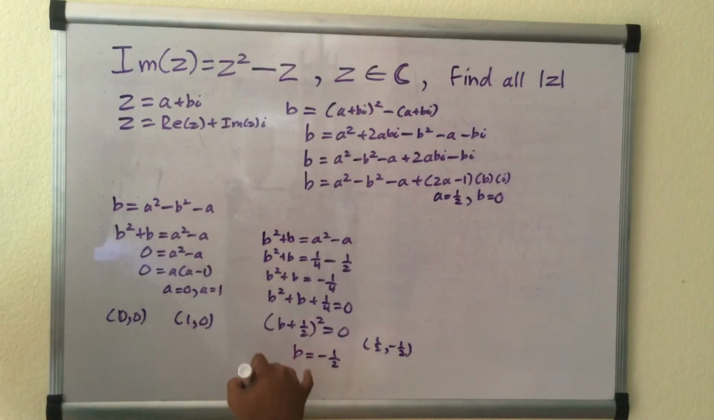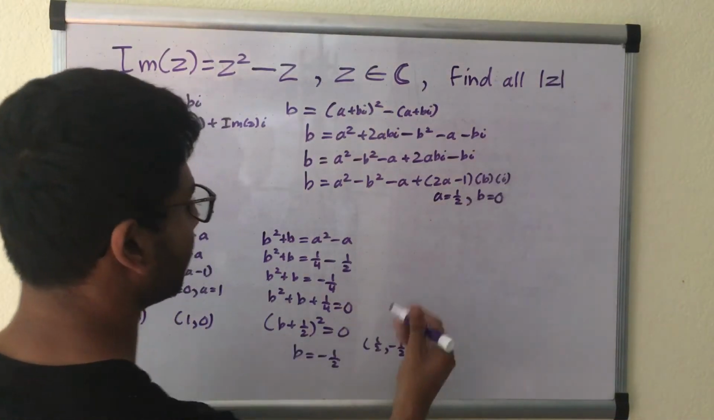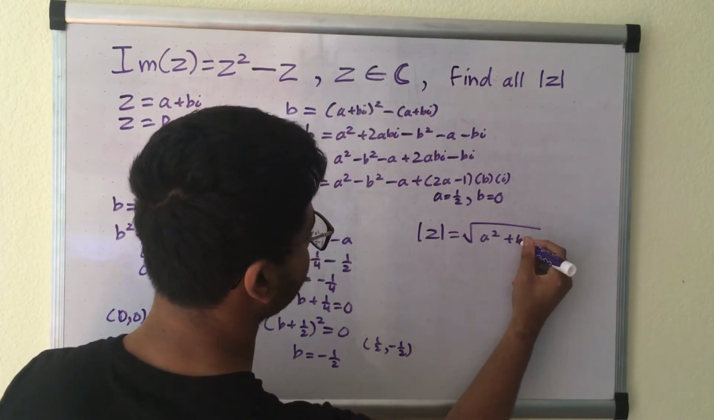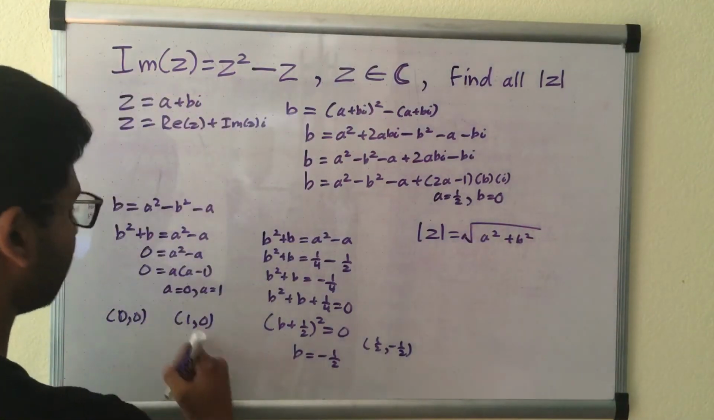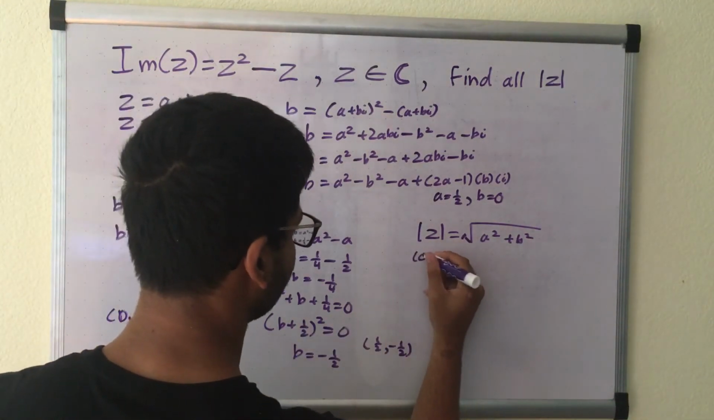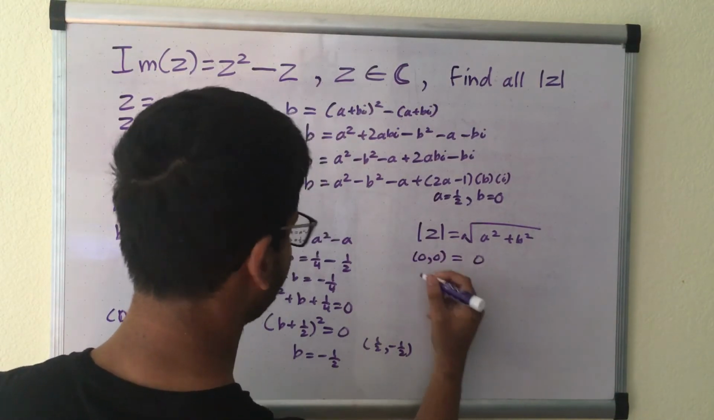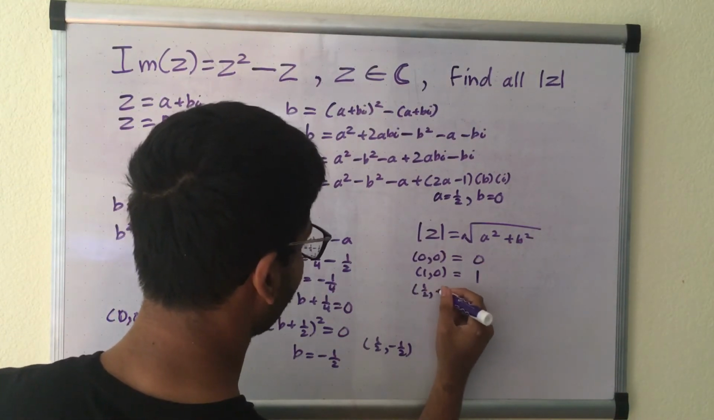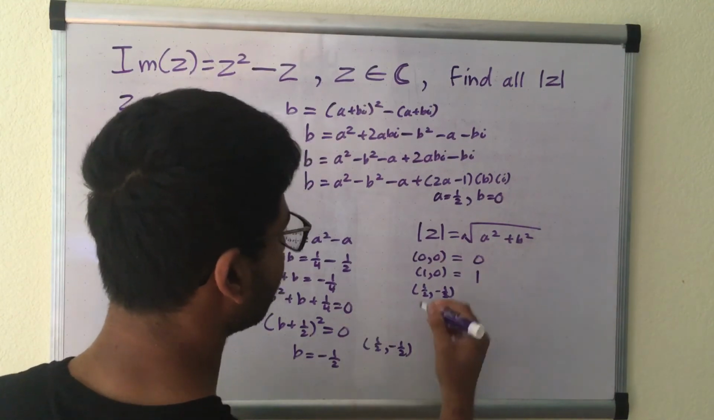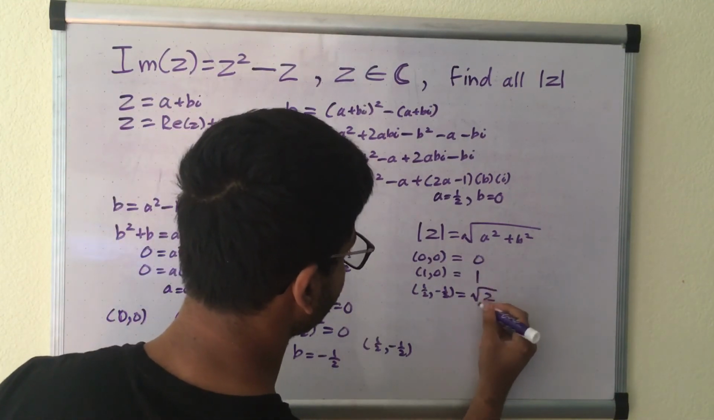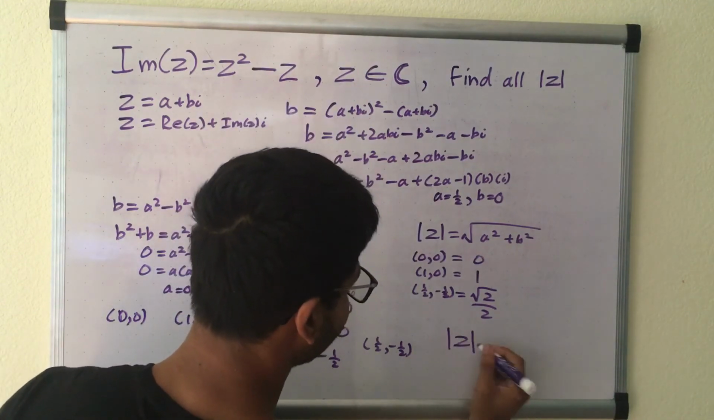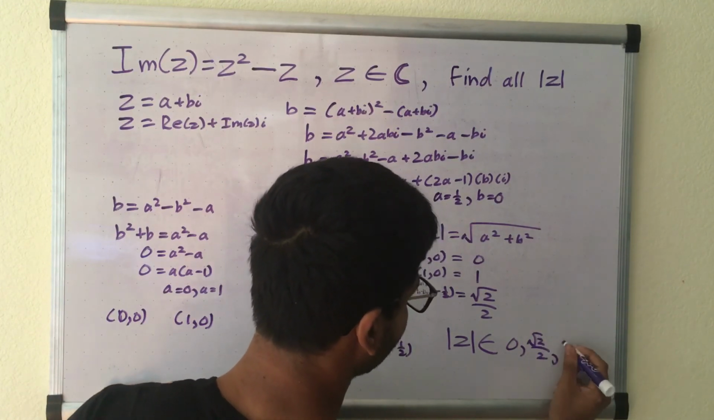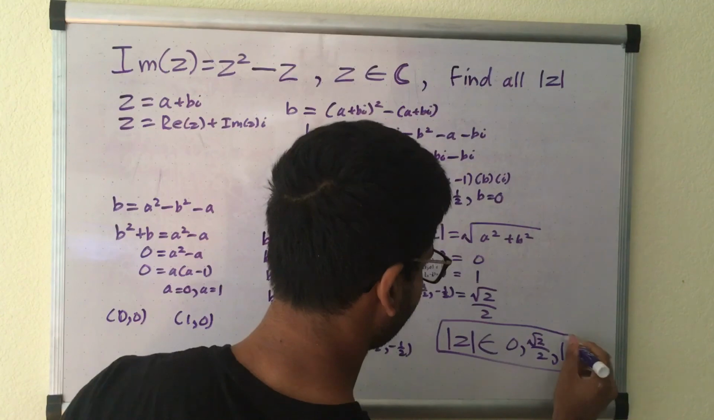So remember, these are all solutions of (a, b), but we want to find the magnitude of z. And the magnitude of z is equal to the square root of a squared plus b squared. We just plug each of those in. So for (0, 0), we get 0. For (1, 0), this will give us 1. For (1/2, negative 1/2), we get the square root of 1/4 plus 1/4, which is the square root of 1/2, which is square root of 2 over 2. So we know that all the possible values of the magnitude of z will be 0, root 2 over 2, and 1. And that is our answer.